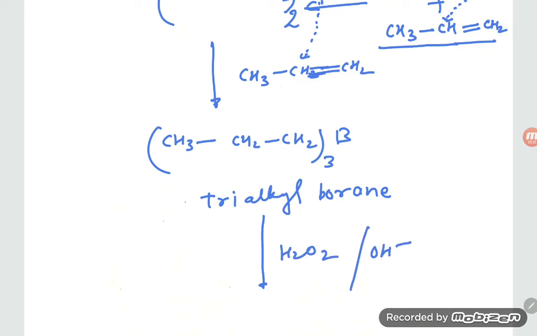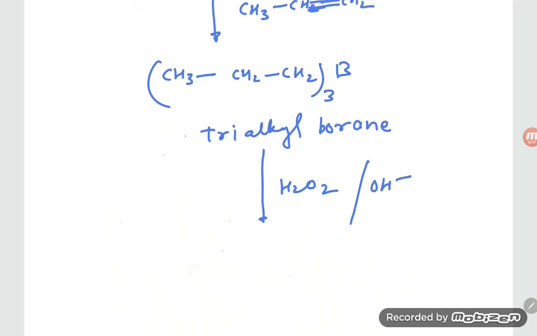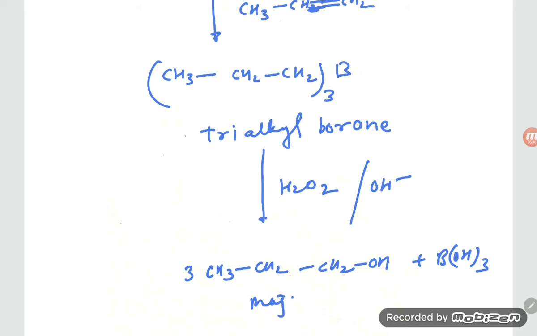Now this borane is undergoing hydrolysis with H2O2 in the presence of a base. So what will it give, student? It will give, you can write directly, 3 molecules of CH3 CH2 CH2 OH plus B(OH)3. So this is the major product.